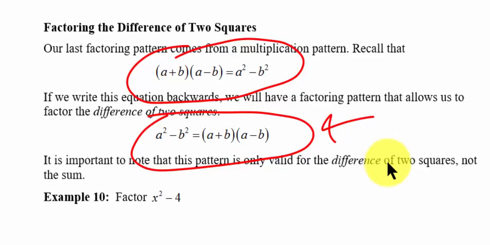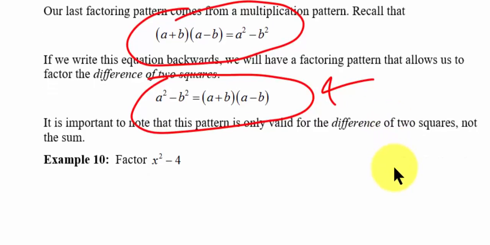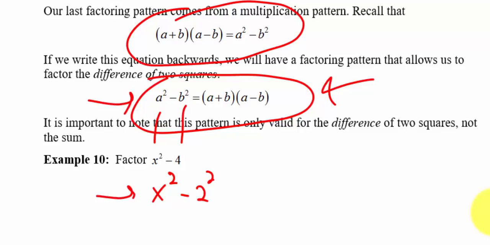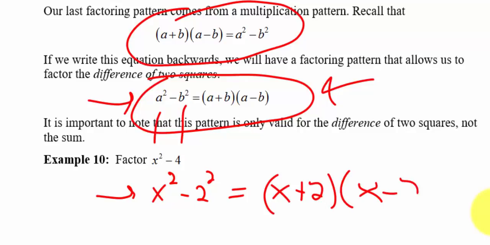So when I look at example 10, you can think of the x squared as the a term and the 4 as your b term. So instead of 4, couldn't I write this as x squared minus 2 squared? Now that starts to look like a squared minus b squared. So we're going to end up with x plus 2, x minus 2. And that's it. That's all there is to it.